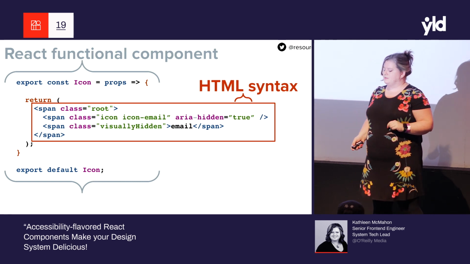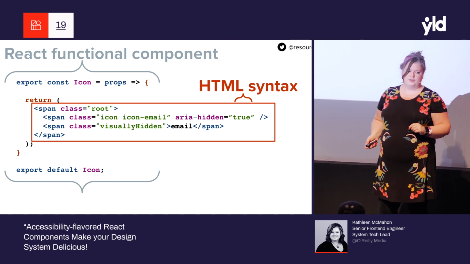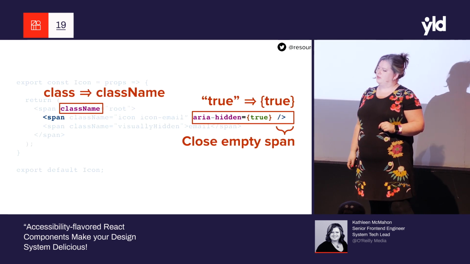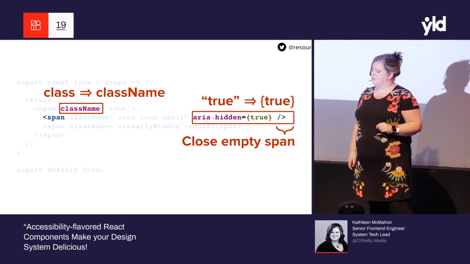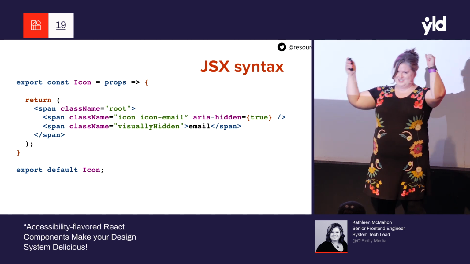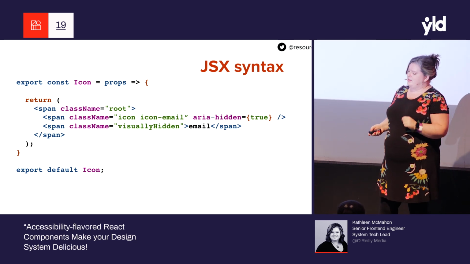So we're going to pop that syntax into a functional component, and then we're going to convert this to some JSX. We do this by converting class to className, convert that true string to a Boolean, and close the empty span. And voila, you have JSX syntax. You just made your first React component. You can celebrate.